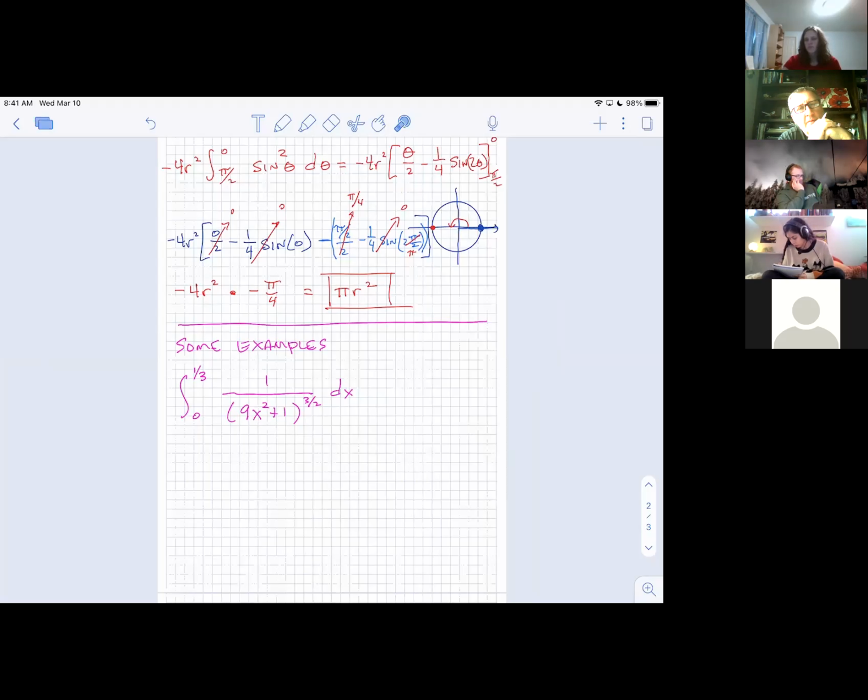On a test, I would probably give you a question like this, and I would say use trig substitution to solve this problem. Does it make sense? That's a nice hint for me to give. I'm saying use trig to do it. That's a nice hint because setting u equal 9x squared plus 1 is not going to get you out of the woods here.